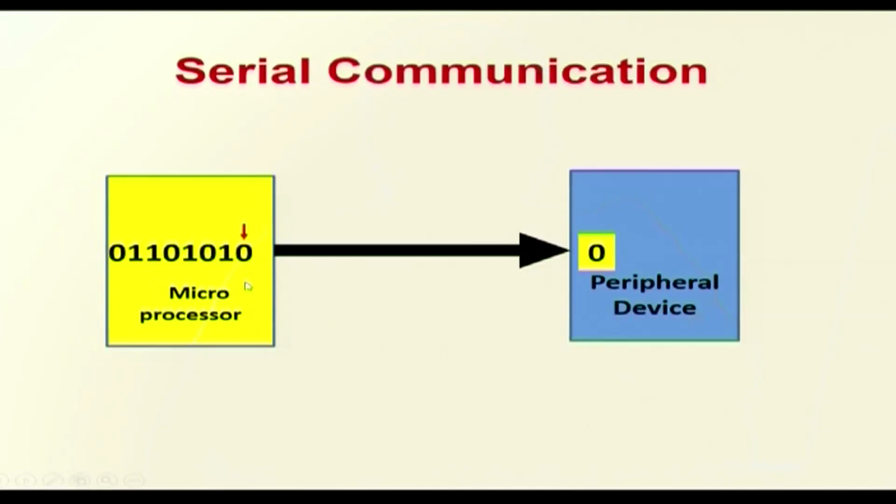By applying a single pulse, the first bit is transmitted to the peripheral device. By applying a second pulse, the second bit is transmitted. Then by applying the third pulse, the third bit is transmitted. So, by applying a number of pulses, that number of bits are transmitted. Suppose you want to transmit 8 bits, you have to apply 8 pulses. That is why serial communication is slower than parallel communication.